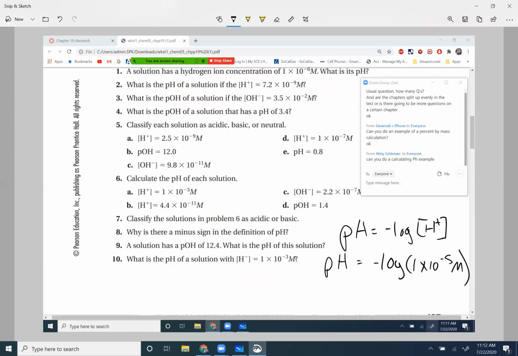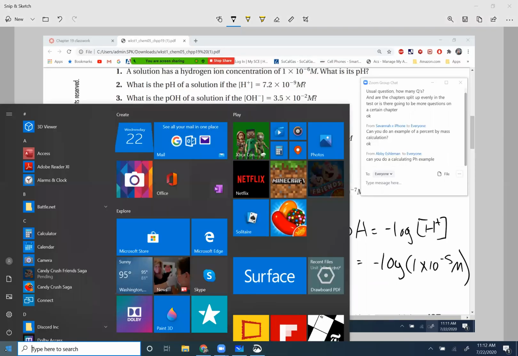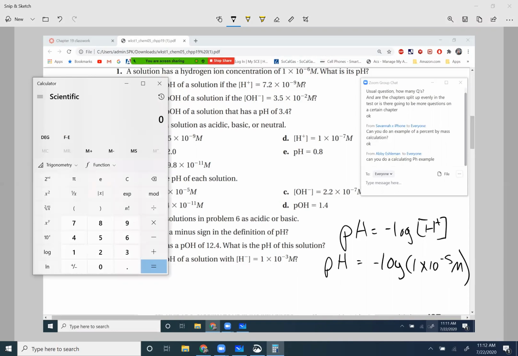If you're using a Mac, I'm not familiar with the Mac calculator, but it might be backwards like this calculator is. But if you're using your calculator that you probably have from school, like a TI-83 or a TI-84 or an 89 or whatever, then this is really easy to do. You just hit negative in your calculator, you hit the log button, and then you just type it as it says there, except for the M, because that just means molarity.